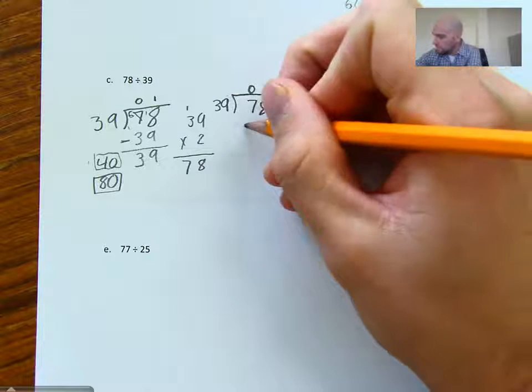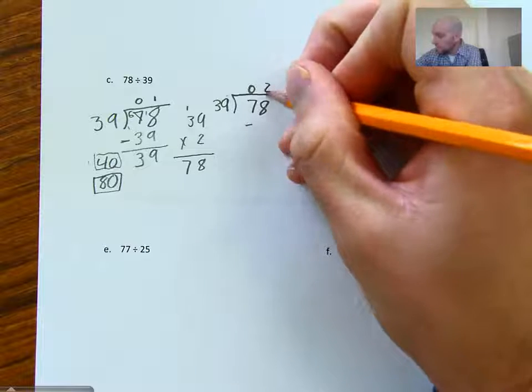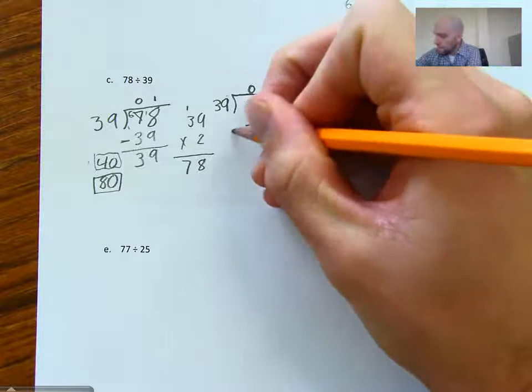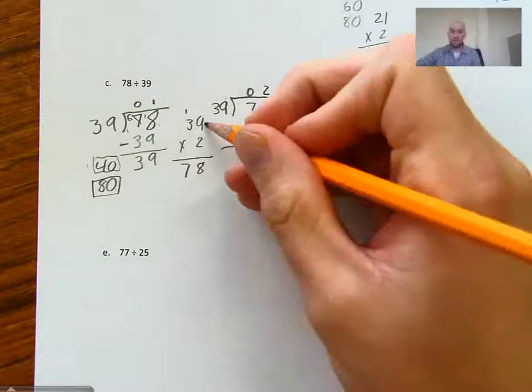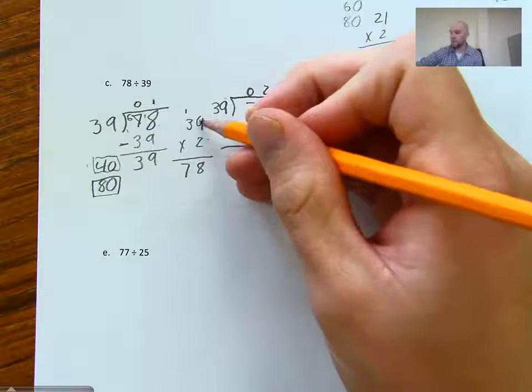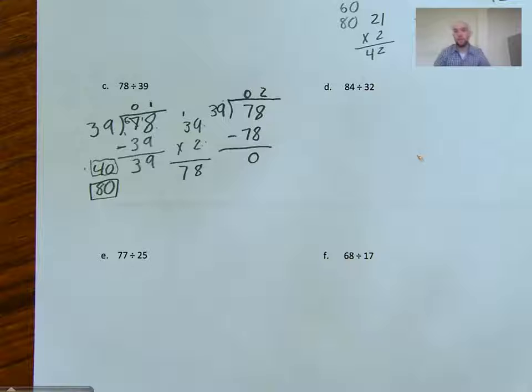39 goes into 78. Now we know 2 times. We subtract 78, and we get no remainder. And again, if we do 39 times 2, we already checked our work. 39 times 2 is 78. So we know that 39 goes into 78 2 times.